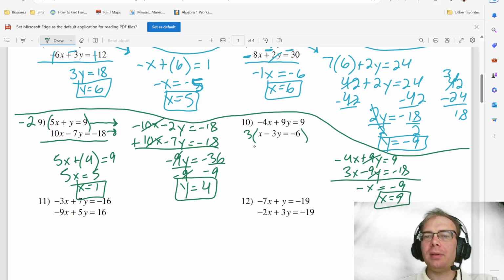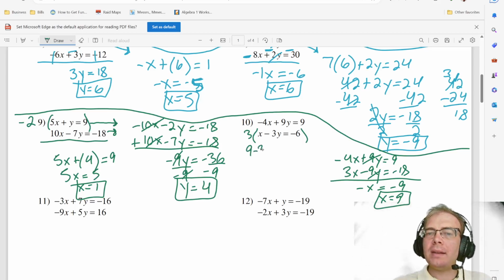All right, and then I just plug it back in. The second equation has smaller numbers, so I'm going to plug it into the second equation. x is 9, so that's 9 minus 3y equals negative 6. Minus 9 on both sides.